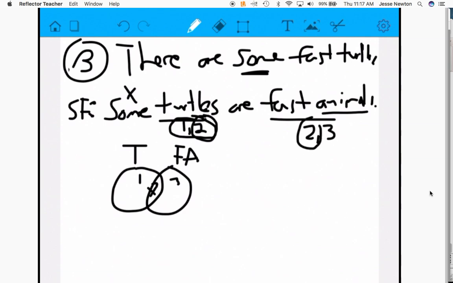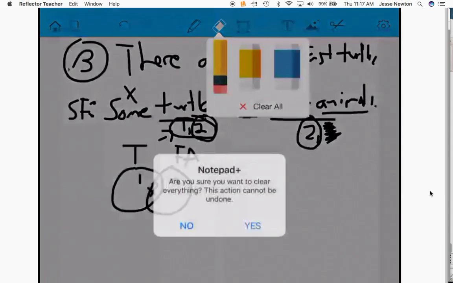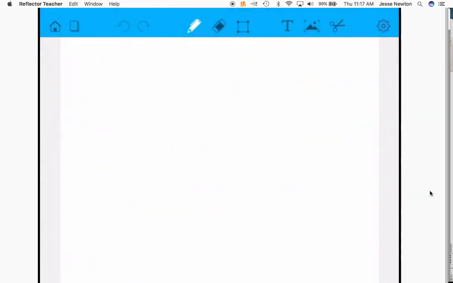And so once we identify the region where the 2 overlap, we can actually just disregard the other region. We don't care about that. And when you see "some are," you know to put an X in the area of overlap. If it said "are not," you would put an X in the area where the 2 don't overlap. And so if it had said some turtles are not fast animals, you'd put an X in 1. But anyways, moving right along. Number 6.